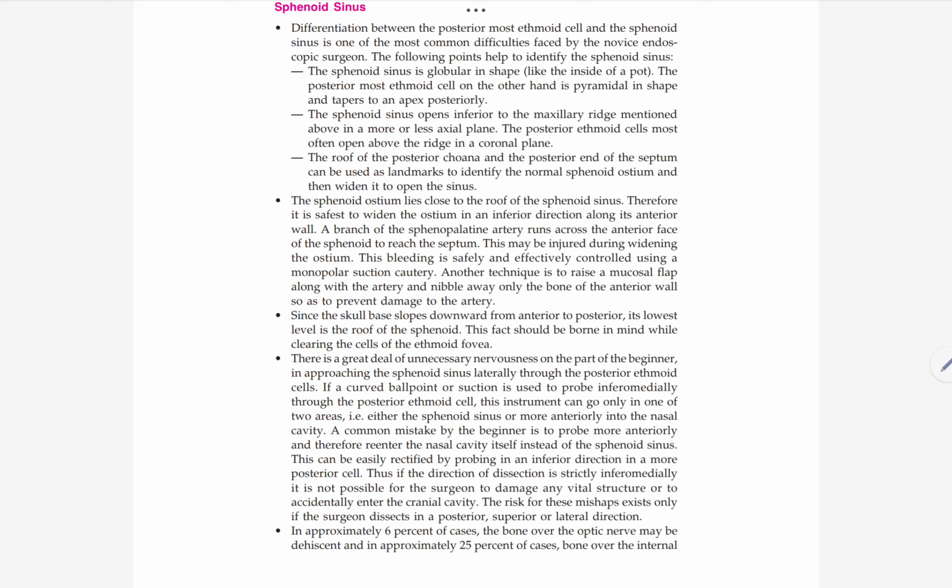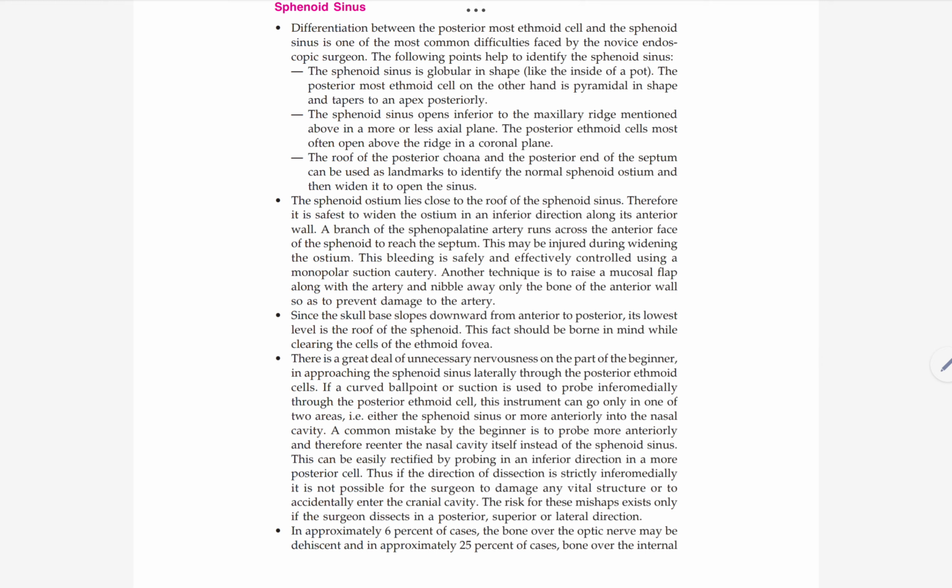The ostium lies close to the roof of the sphenoid sinus. Therefore, it is safest to widen the ostium in an inferior direction along the anterior wall. A branch of the sphenoid palatine artery runs across the anterior face of the sphenoid to reach the septum. This may be injured during widening of the ostium.